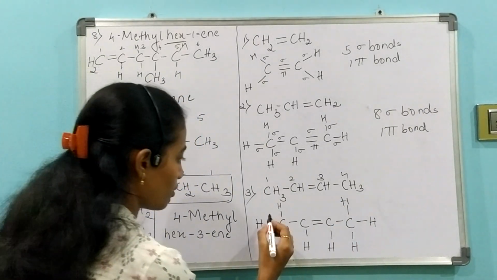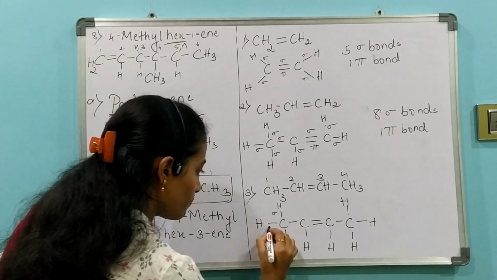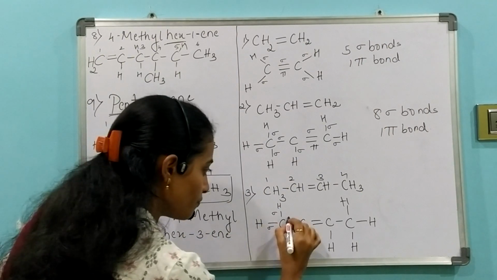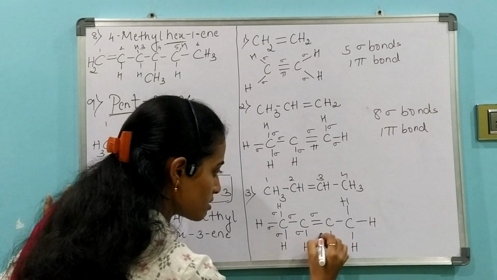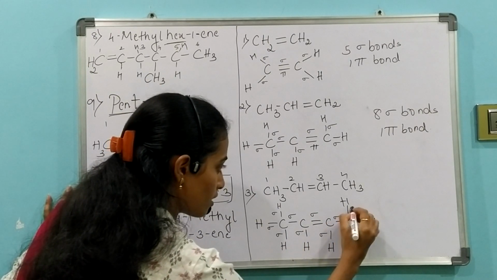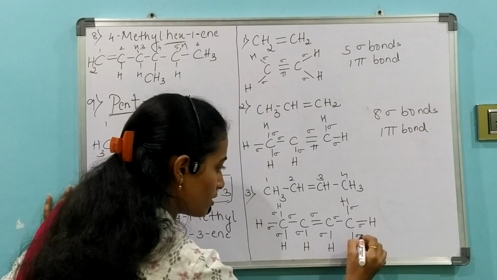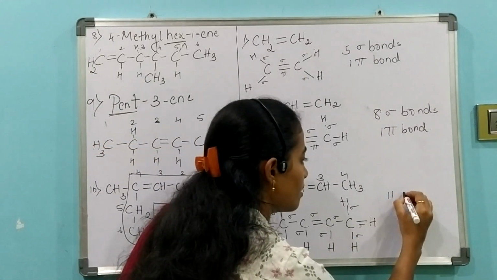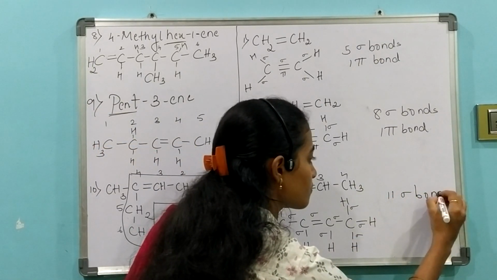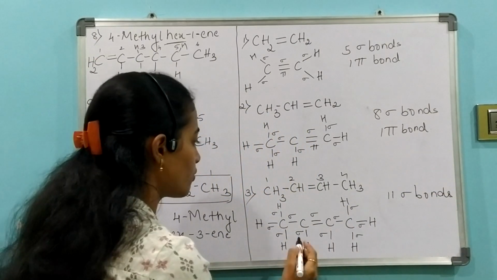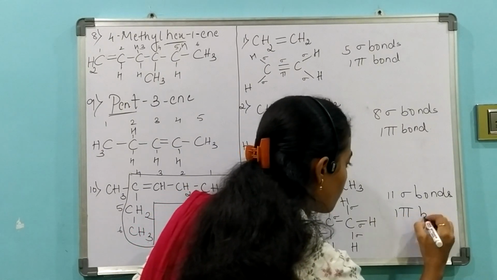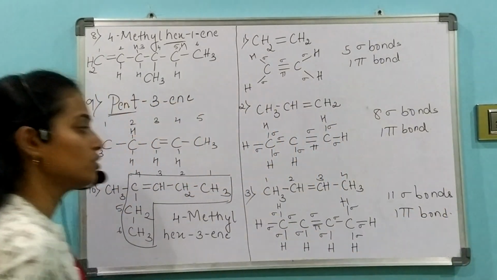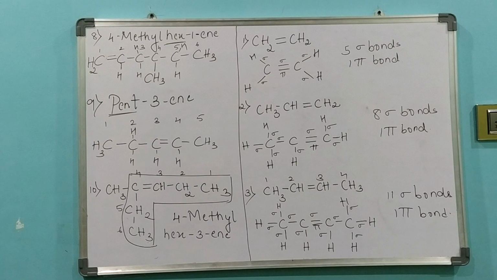Now calculate the sigma bond here. You have 1 sigma, 2, 3. Here you have 4, 5, 6, 7, 8, 9, 10, 11. So you have total 11 sigma bonds and you have 1 pi bond here. You have 1 pi bond. So this is how you have to calculate the sigma and pi bonds in the given alkene.